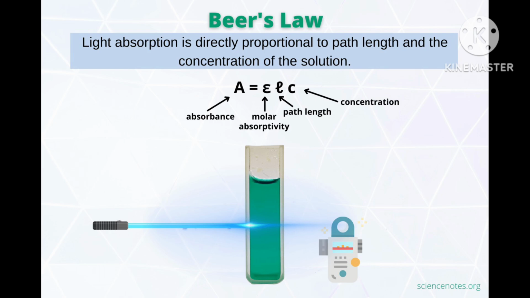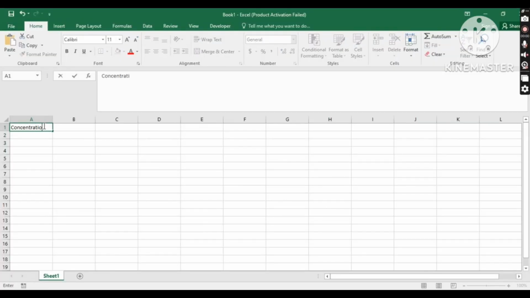Let's start by preparing our data in Excel. First, open Microsoft Excel and create a table with the following headers. Column A is concentration, which might be in micrograms per mL or mg per mL. Column B is absorbance. Next, enter the following sample data. Once you have entered all the data, your table looks like this.